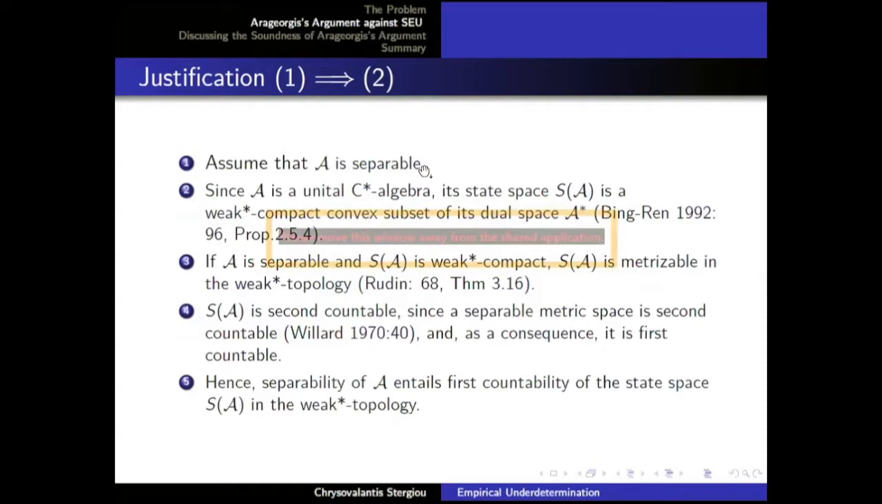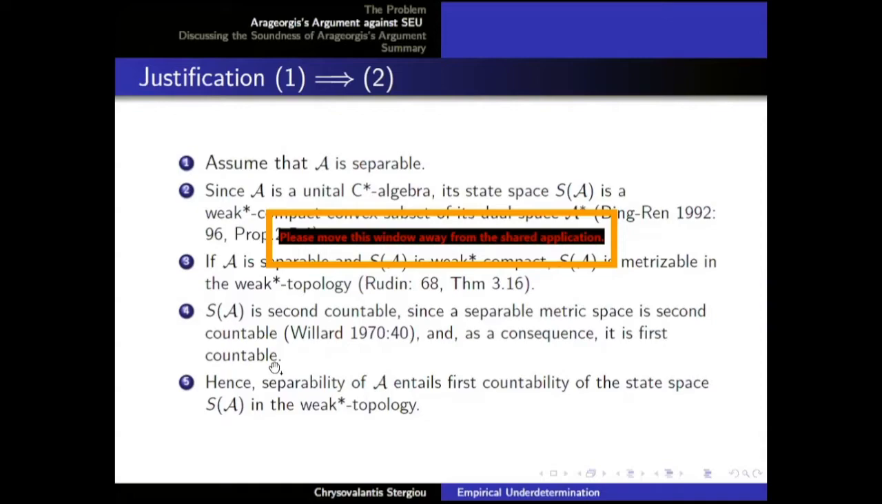Since A is a unital C*-algebra, its state space is a weak-star compact convex subset of its dual space. And if A is separable and S(A) is weak-star compact, then S(A), the state space, is metrizable in the weak-star topology. But a separable metric space is second countable. So the state space is second countable, and as a consequence, it is first countable.